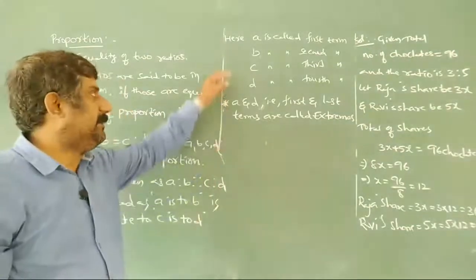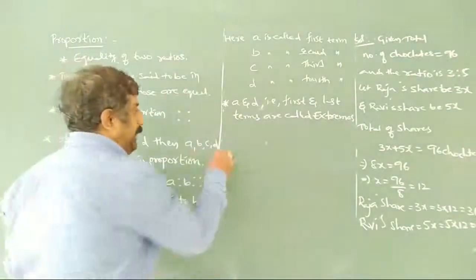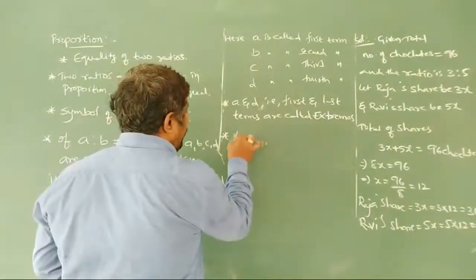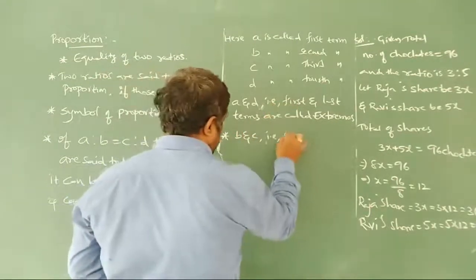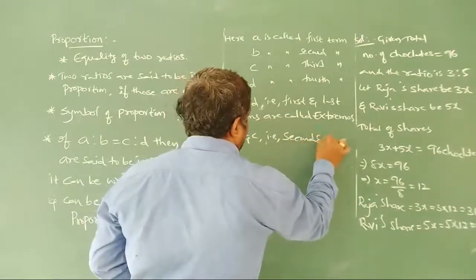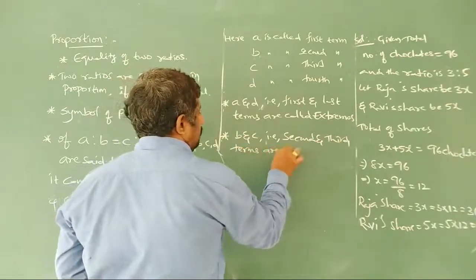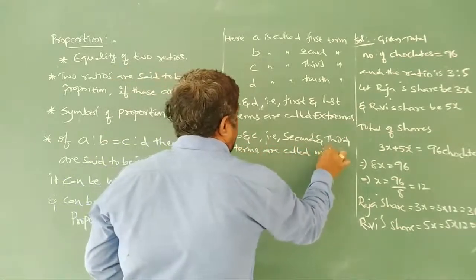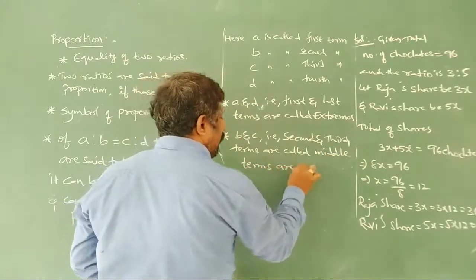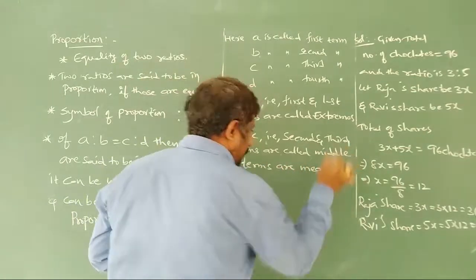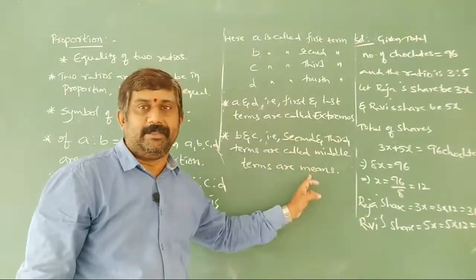First and last terms, nothing but A and D, are called extremes. And we have one more. In between, the second and third terms, B and C, are called middle terms or means. Especially we will use extremes and means only.